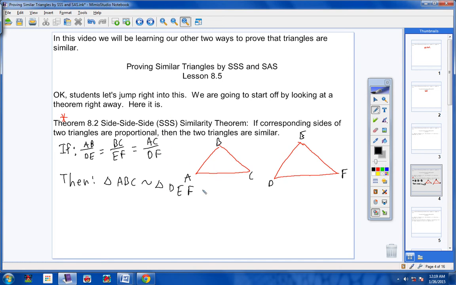Listen, you might not know one angle in either one of these two triangles, but it doesn't matter. If you know all three sides of this triangle, and all three sides of this triangle, and they're all proportional to each other, then you have similar triangles for sure, okay? And that is what Theorem 8.2 is saying. Alright, not too difficult. Alright, let's continue on.